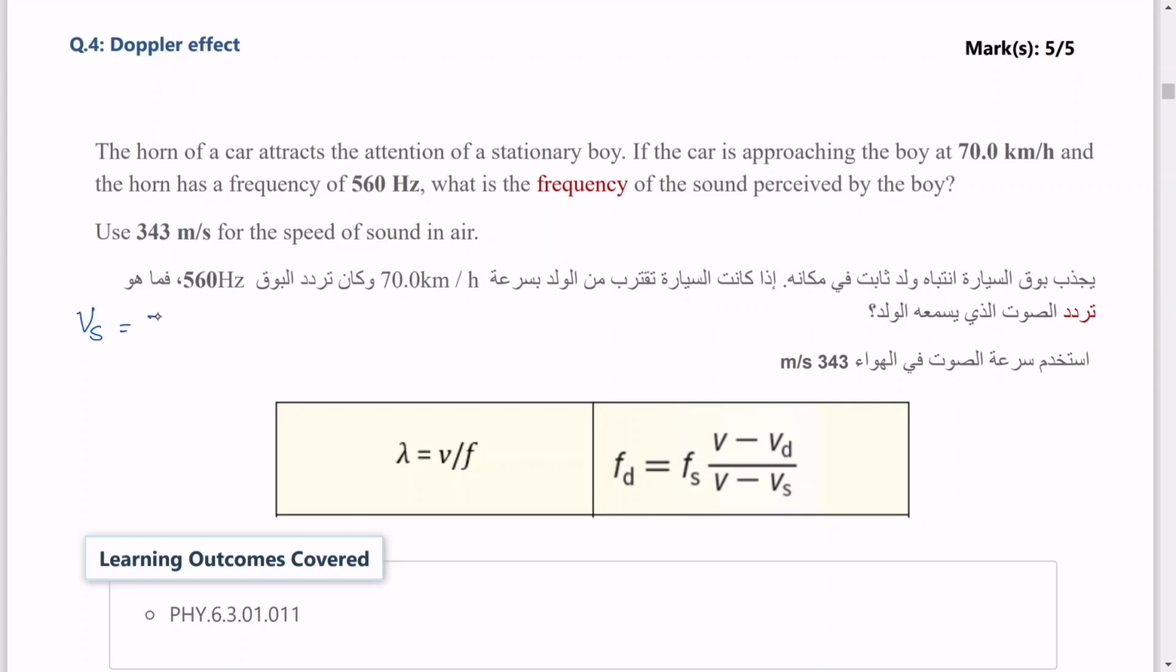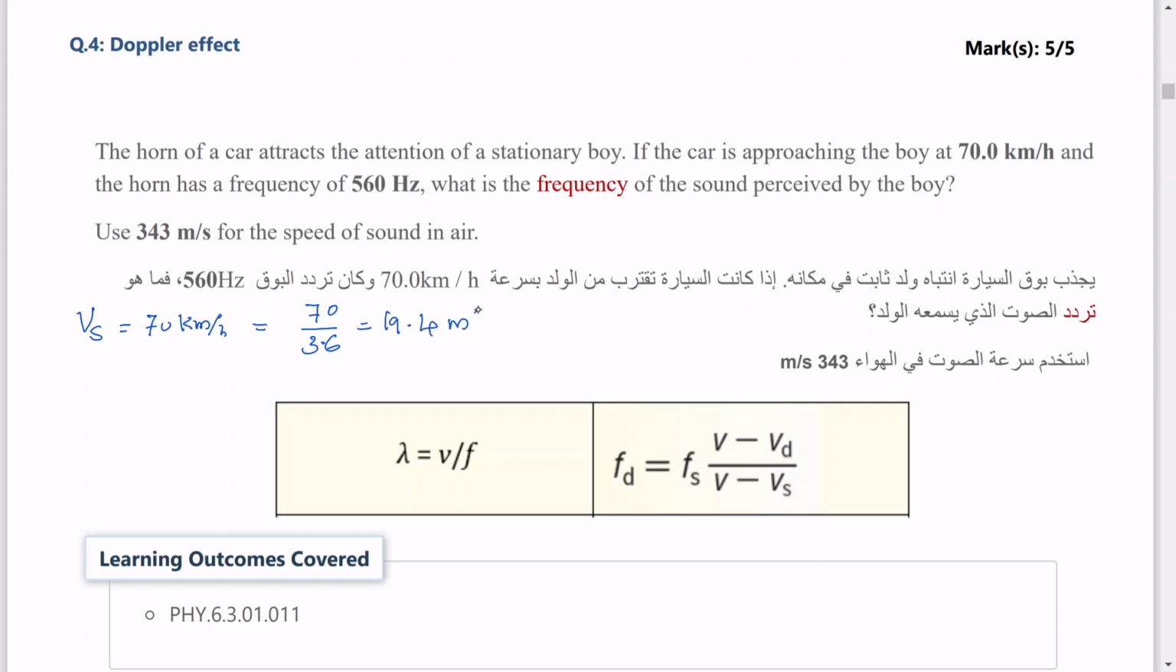The speed of the car is 70 km/h, but we need the speed in meters per second. To change the speed to meters per second, we divide this speed by 3.6. When you divide a speed given in km/h by 3.6, you get the speed in meters per second. Now I am using my calculator: 70 divided by 3.6 equals 19.4.